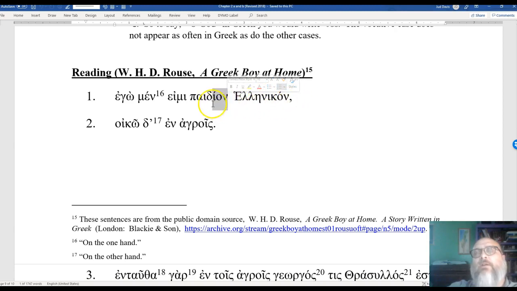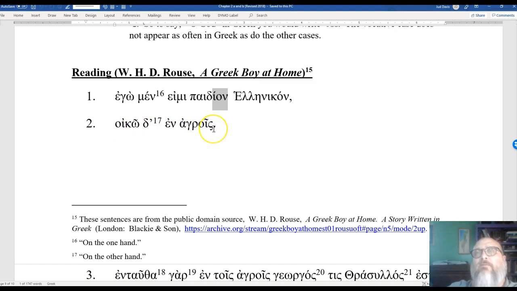Hellenikon. Remember how we talked about this -ion ending as a diminutive? So we get paideia from it, education, from pais. This is the word little boy, little child. On the one hand, I am a Hellenikon. Can you hear the word Hellenic? I am a little Greek boy.